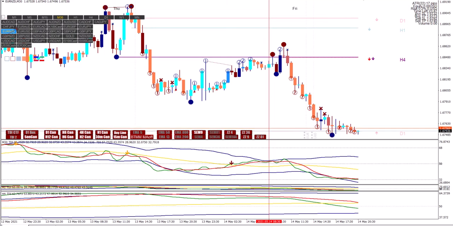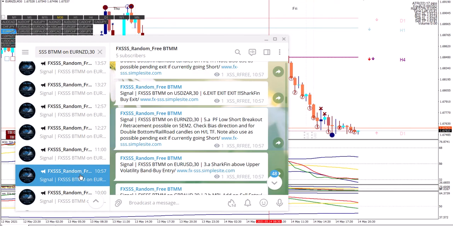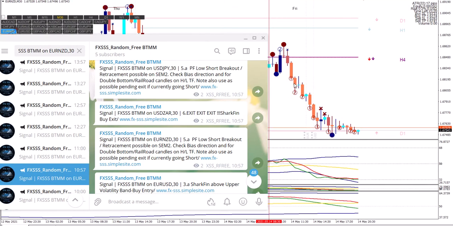Right? Oh, where is this Telegram going to? Here's another Euro New Zealand shark fin exit. But that's how we use this thing. New Zealand. Oh, sorry, it's right here in front of me. Peak formation, low, short breakout, 30 minutes. Look how this thing moved all the way down. Why? Because of a shark fin. A shark fin's a breakout, right?